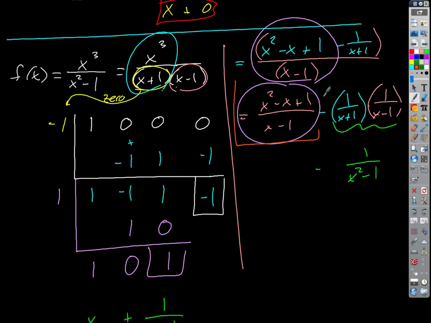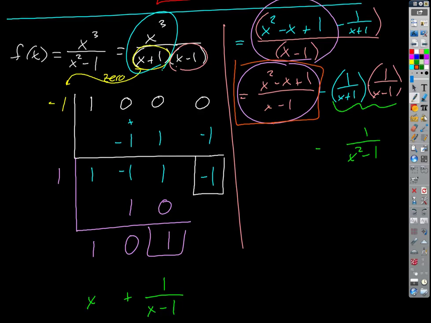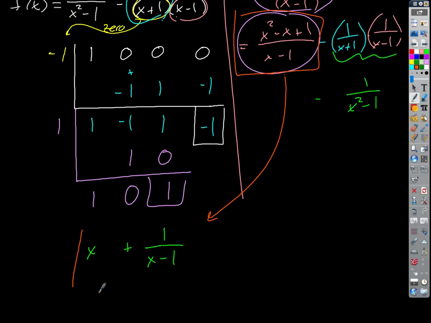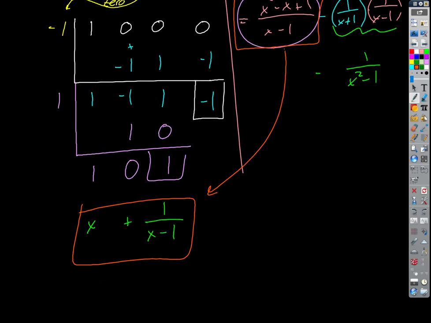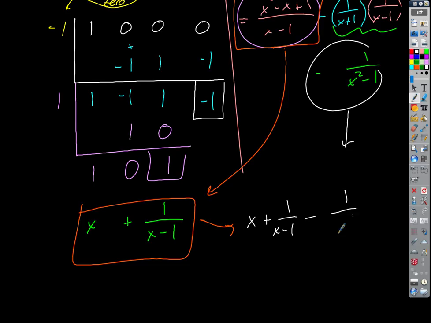There, everything there just became that, right? And so then we just end up with this minus 1 over x squared minus 1, right? So our final answer then just looks like x plus 1 over x minus 1 minus 1 over x squared minus 1, right?